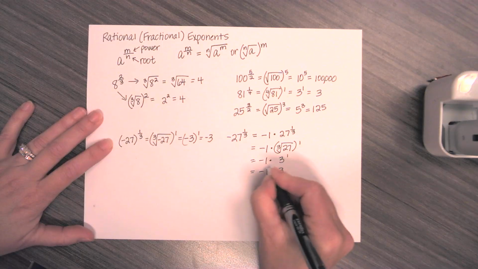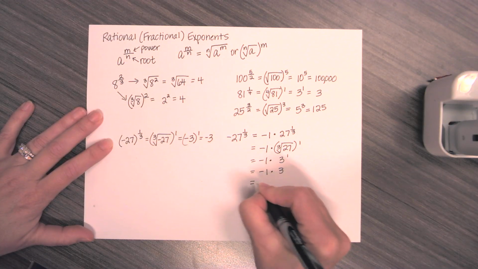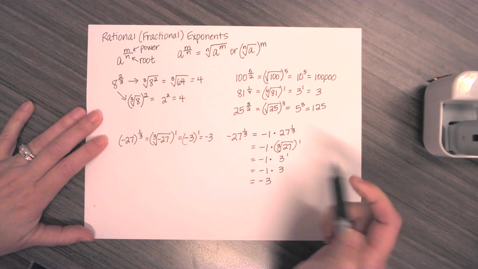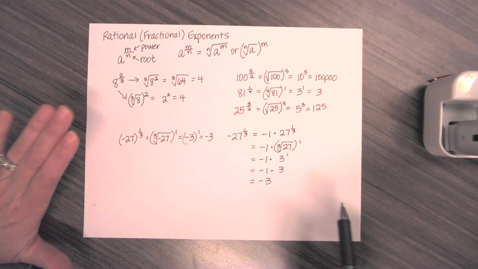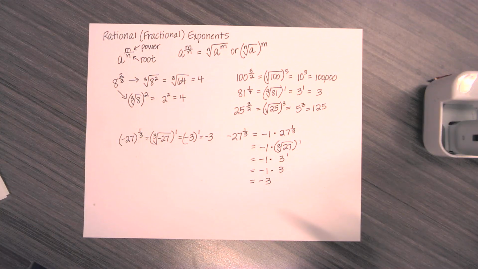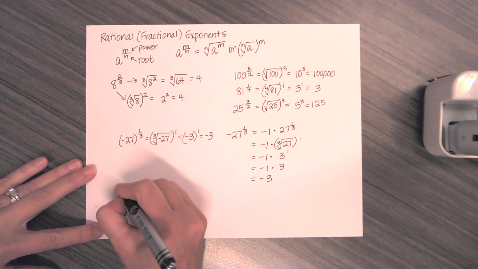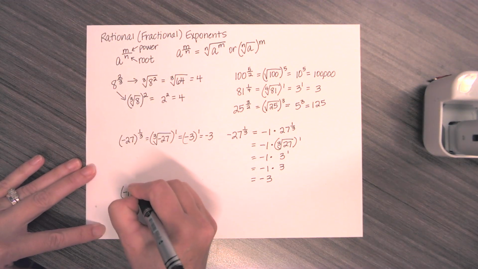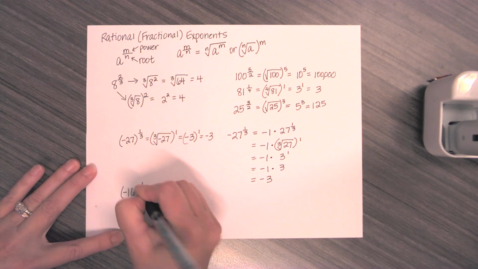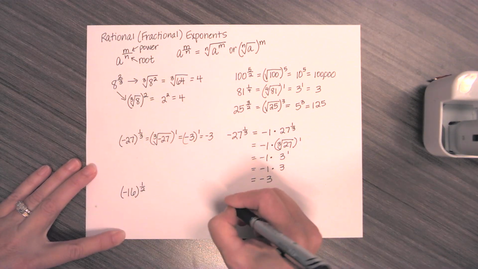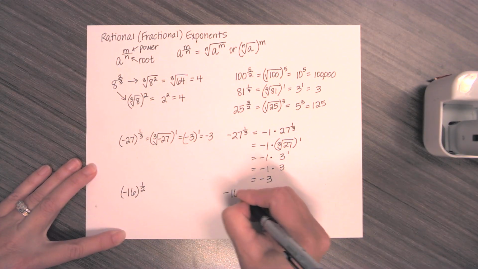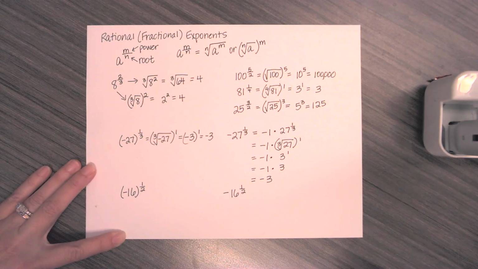And that ends up getting multiplied by this negative 1, and we get negative 3. Now look, we got the same answer, but not for the same reason. And I want to show you why it's important to know that. Because what if I have negative 16 raised to the 1/2 versus negative 16 to the 1/2 with no parentheses?